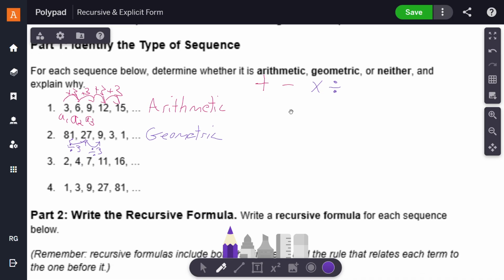I'll leave numbers 3 and 4 for you to figure out, but using the examples from number 1 and 2, you can figure out whether it's arithmetic or geometric. And if you're not repeatedly adding or subtracting by the same number, and you're not repeatedly dividing or multiplying by the same number, then it will fall under that neither category.